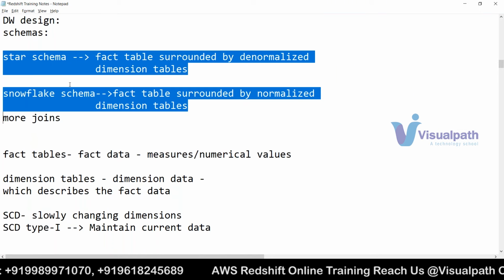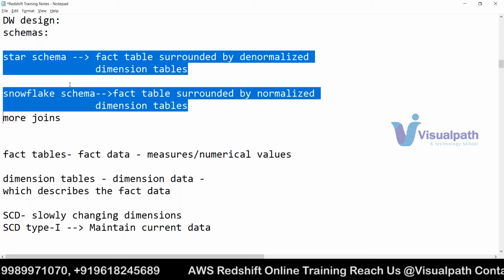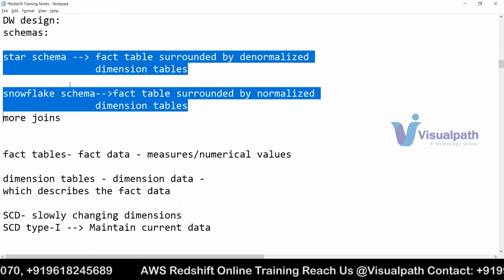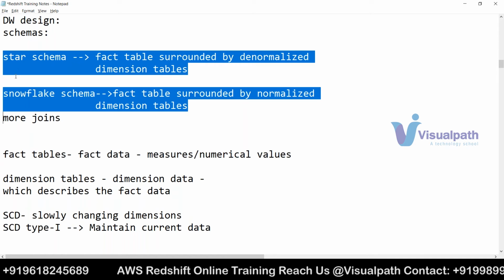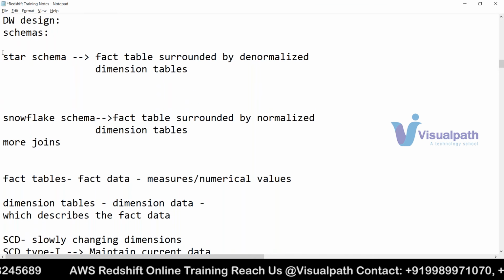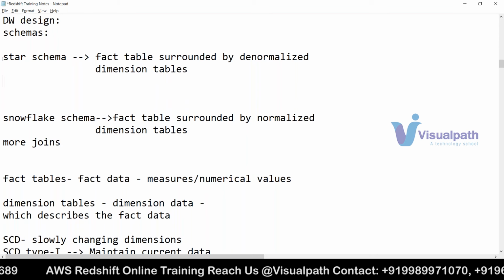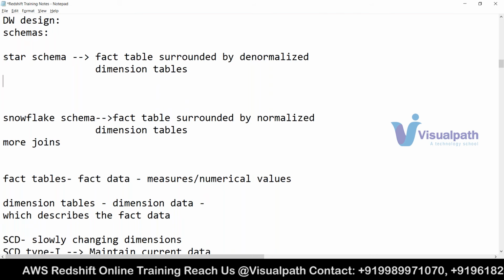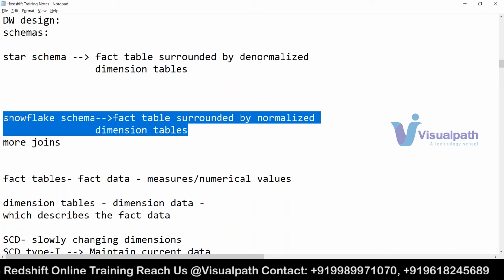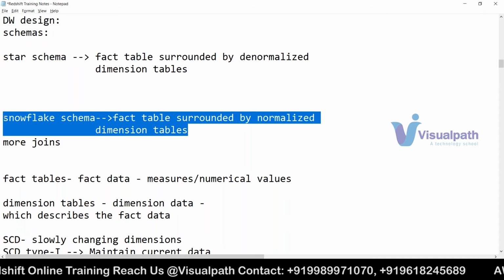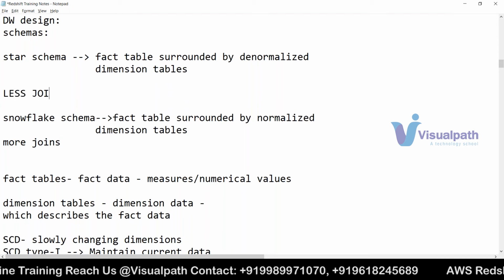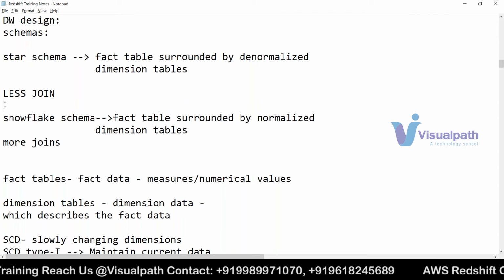Yes, because in Snowflake, we are further dividing. So that's why you need more joins in Snowflake, because the dimension tables are further divided. Whereas in star schema, all the data, whatever you need, is already there in the dimension table. So you don't have to join because you're not splitting the data. But in Snowflake you're splitting, you're dividing, so you have to join to get the data. So you will have fewer joins in star schema, and in Snowflake schema you will have more joins.